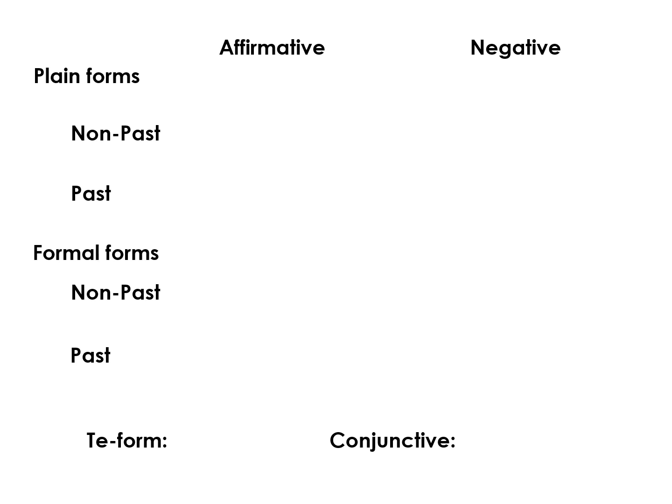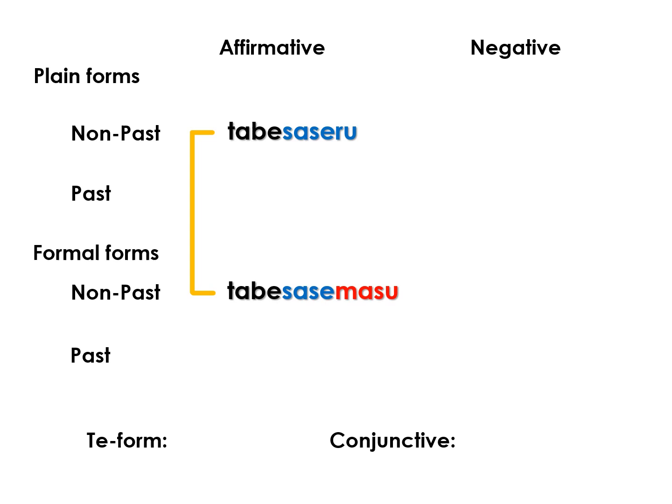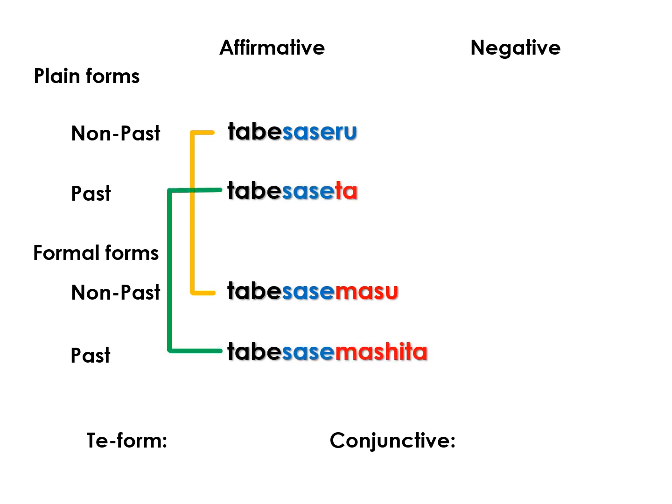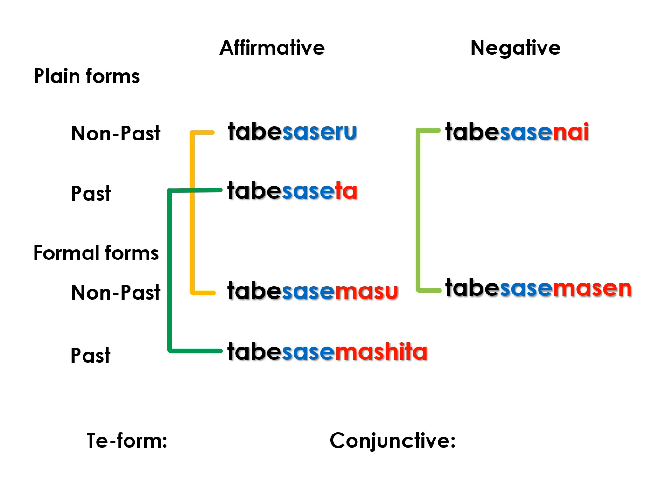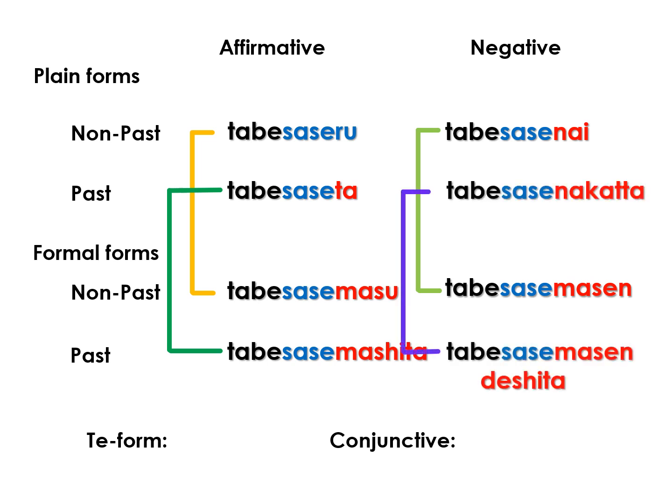Let's conjugate tabesaseru. Tabesaseru, tabesasemasu, will let someone eat. Tabesaseta, tabesasemashita mean let someone eat, past tense. Tabesasenai and tabesasemasen mean will not let someone eat. Tabesasenakatta and tabesasemasen deshita mean did not let someone eat. Te form is tabesasete and conjunctive form is tabesase. This means that you can form other conjugations with a causative form, such as before, after, permission, prohibition, and so on, as we will see later in our examples.